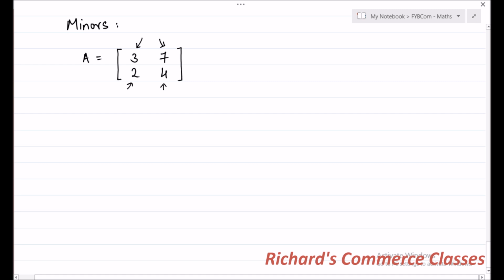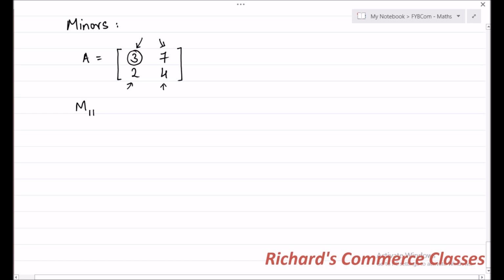Now each element is denoted by a special letter, and that is M. For the first element, that is 3, you have to write first of what row it is and second of what column it is. So if you see, 3 is in the first row and it is also in the first column. So 3 will be written as M11.